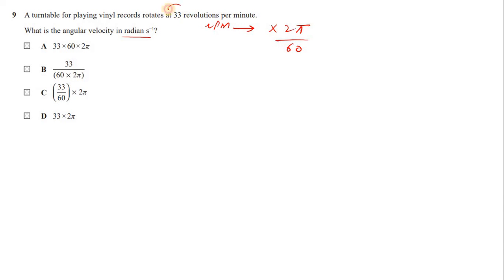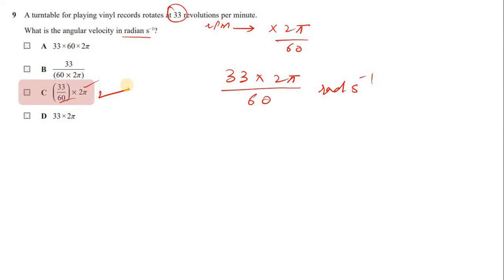So whatever the value is given, this 33 should be multiplied by 2 pi, because 1 revolution contains 2 pi radians, divided by 1 minute contains 60 seconds. So divided by 60. This is in radians per second. So of course it is 33 times 2 pi divided by 60. Option is C.